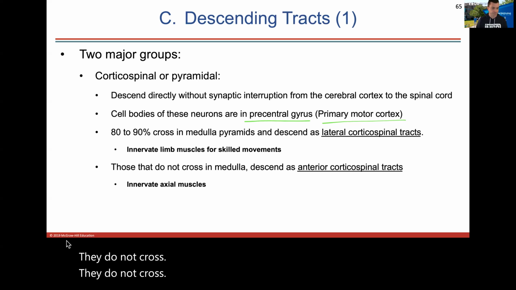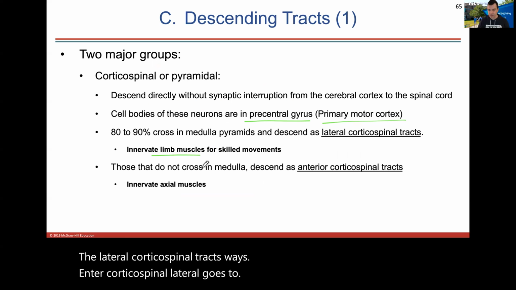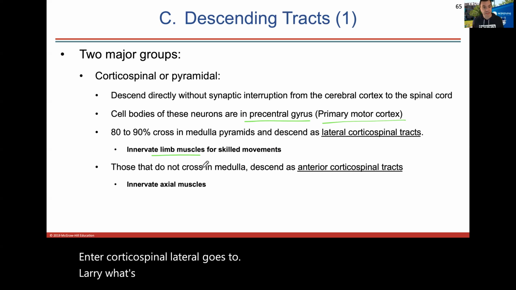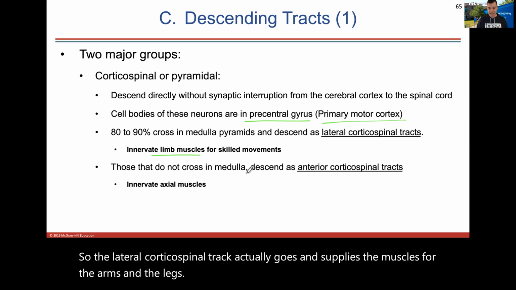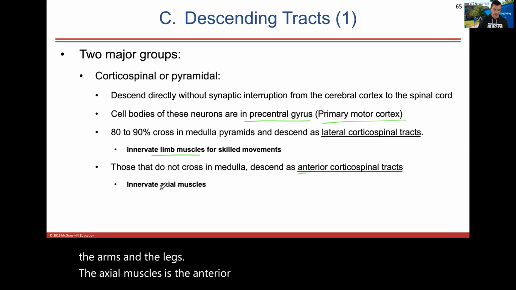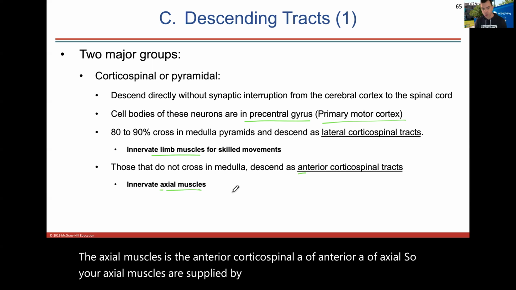Sorry about that. Something happened. There we go. All right. The lateral corticospinal tracts, anterior corticospinal. Okay. Lateral goes to lateral. What's lateral? My arms, my legs. So the lateral corticospinal tract actually goes and supplies the muscles for the arms and the legs. The axial muscles are the anterior corticospinal: A of anterior, A of axial. So your axial muscles are supplied by the anterior corticospinal tract.